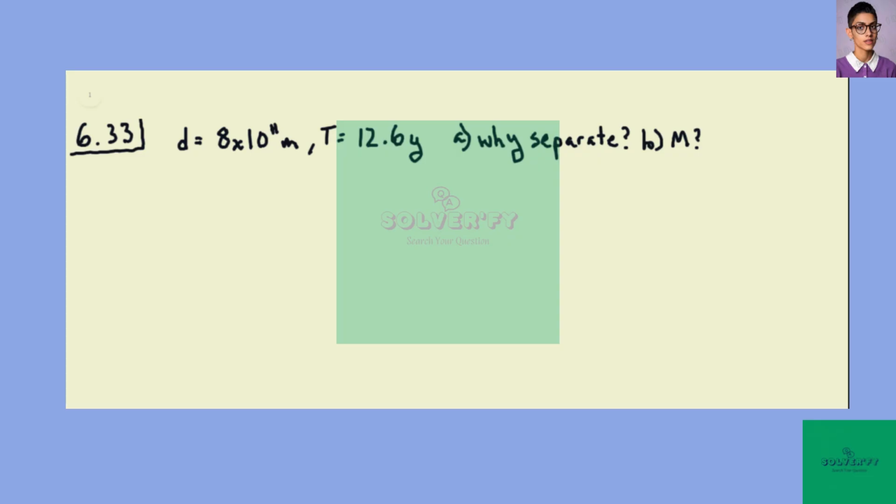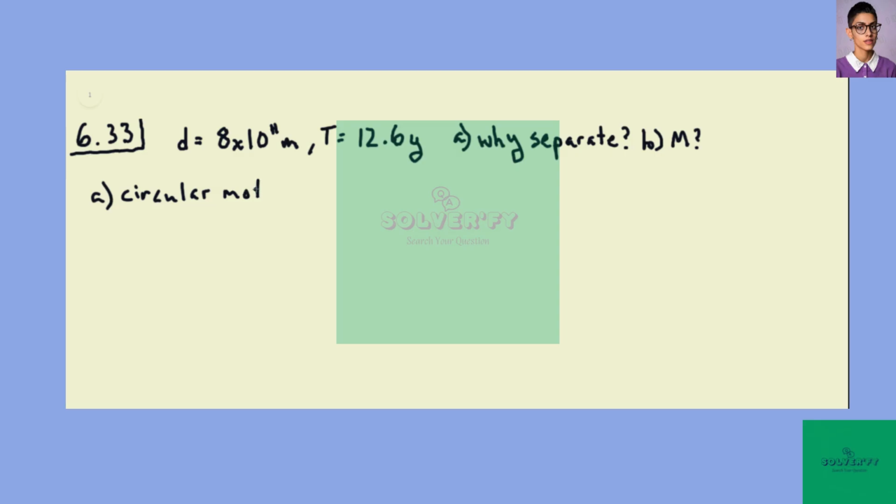6.33. So we have two stars with equal mass maintaining a distance of 8 times 10 to the 11th meters apart from each other, and they're rotating about a point that's halfway between them every 12.6 years. And first we want to discuss why the two stars don't crash into one another because of the gravitational attraction between them, and what the masses of the stars have to be.